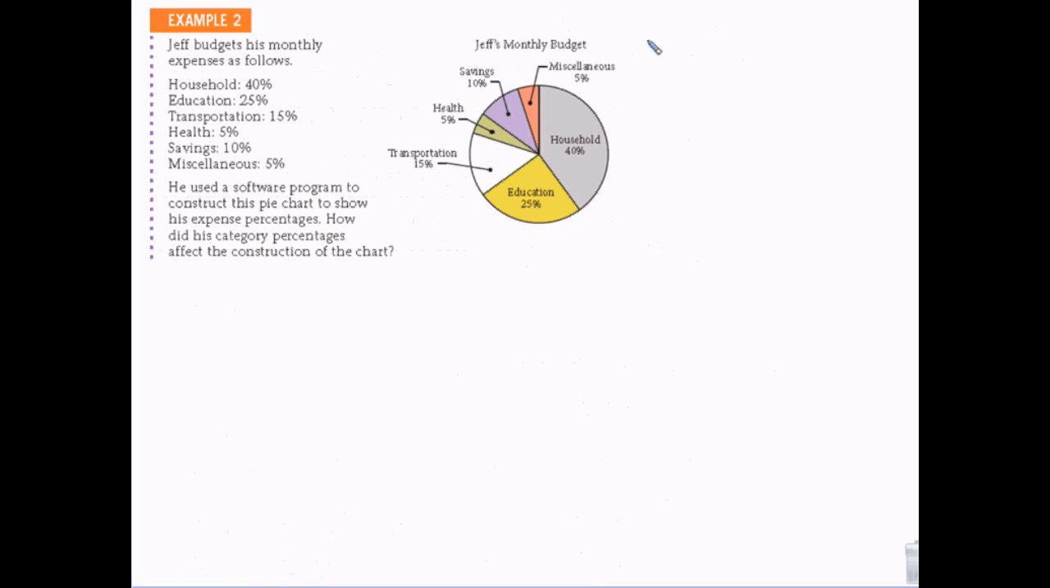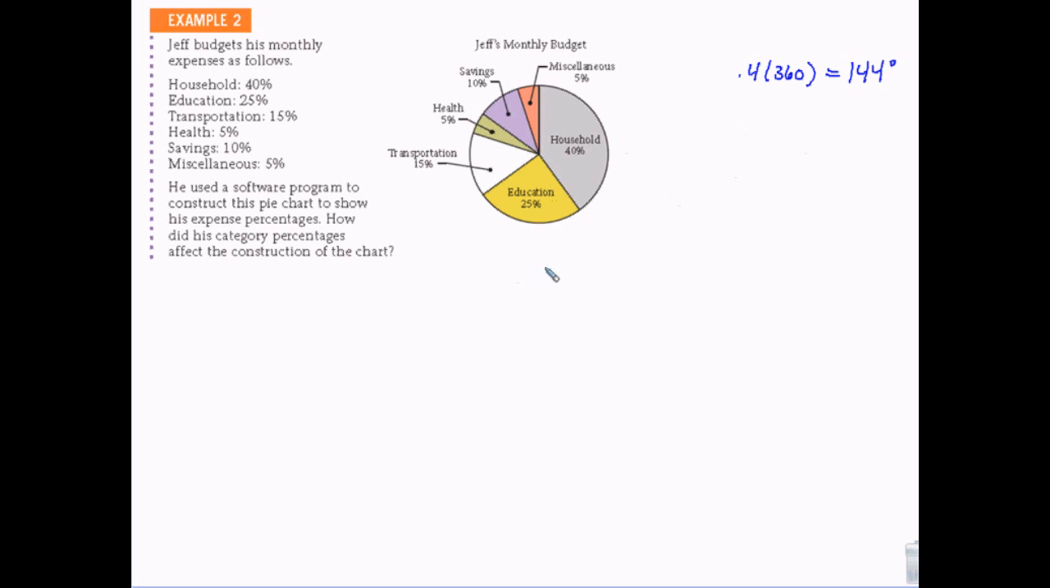So here's how he constructed this chart. He said household was 40%. 40% of 360 is 144 degrees. Okay, it's also a little less than 50%.